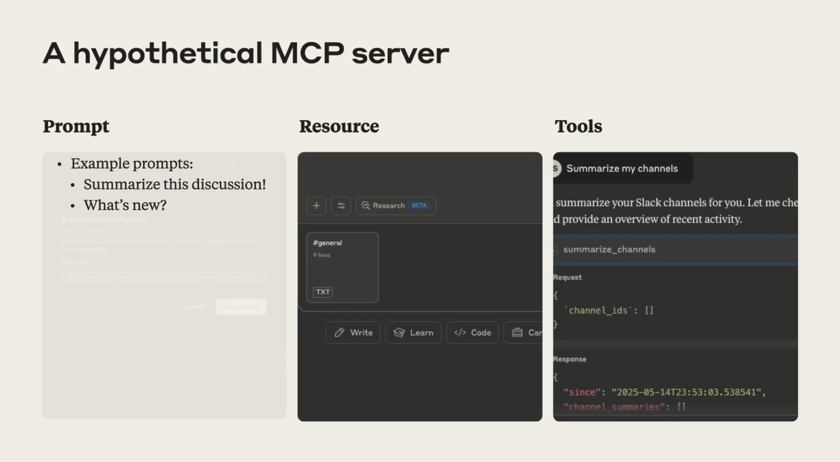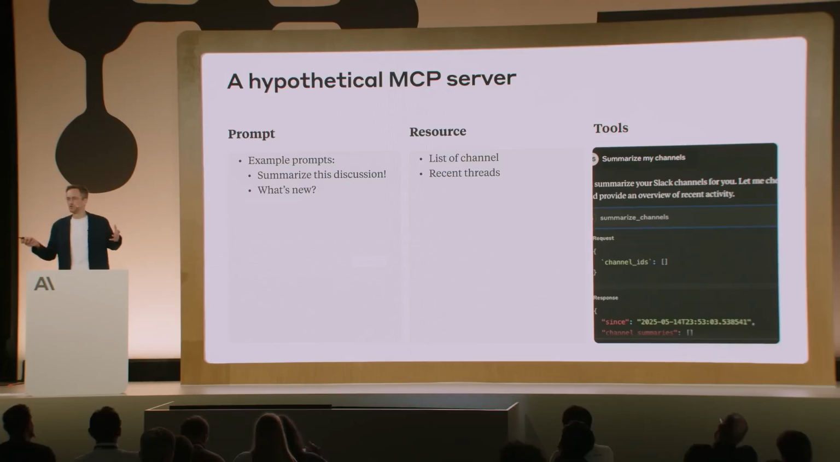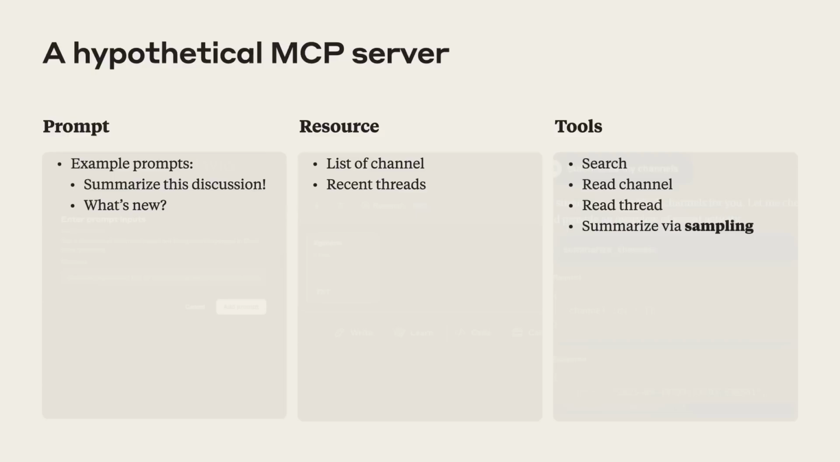And so that's one way the user can just kickstart right away into using the server you've provided and get the ideas how you intended it to be used. And then you can use resources to directly list the channels, to expose recent threads that happen in the chat application, such that the MCP client can index it, deal with it in ways that it wants. And then, of course, last but not least, we still have our tools.